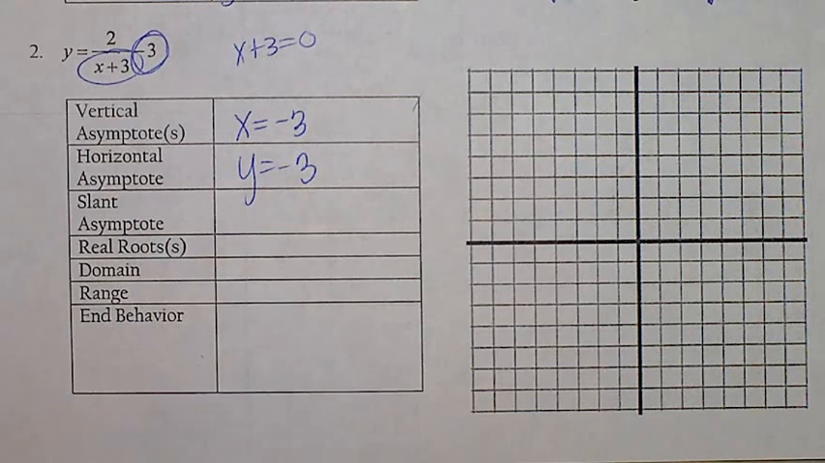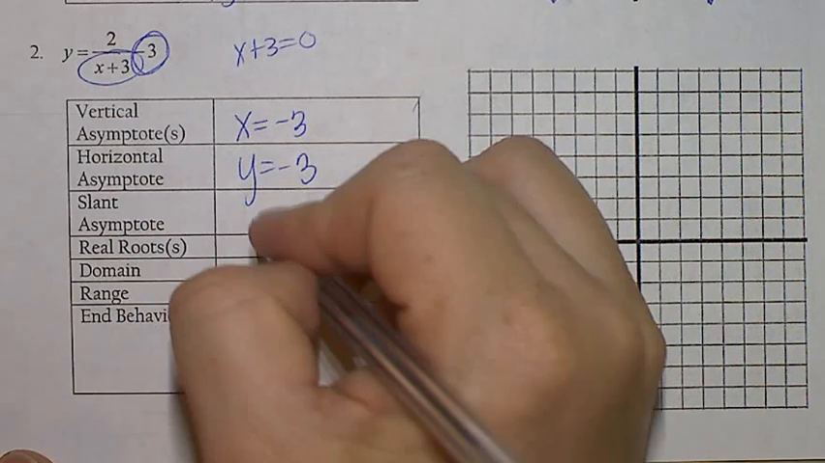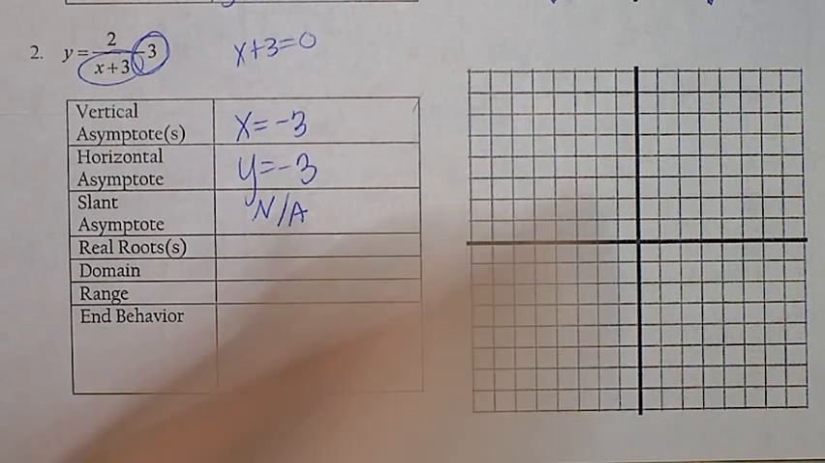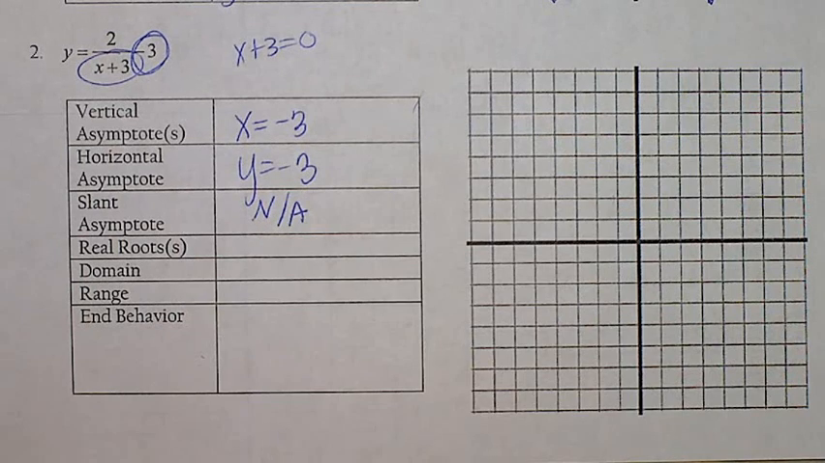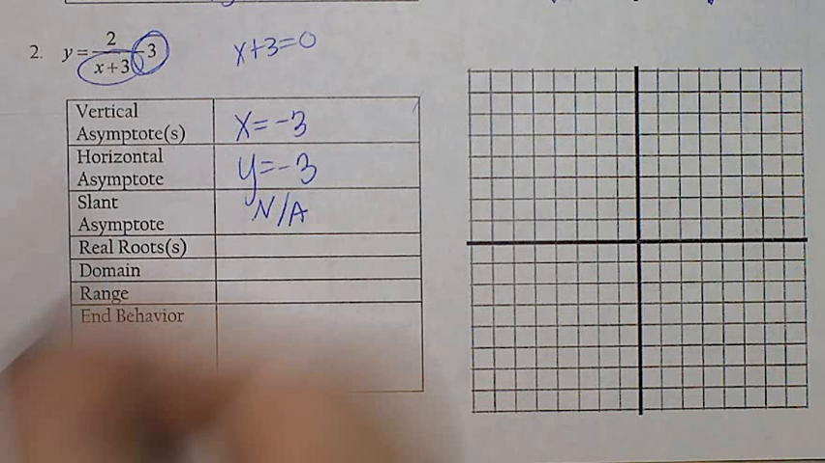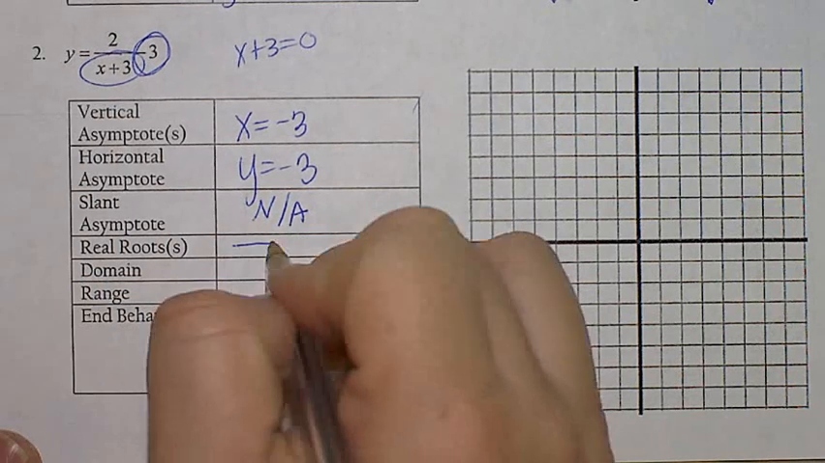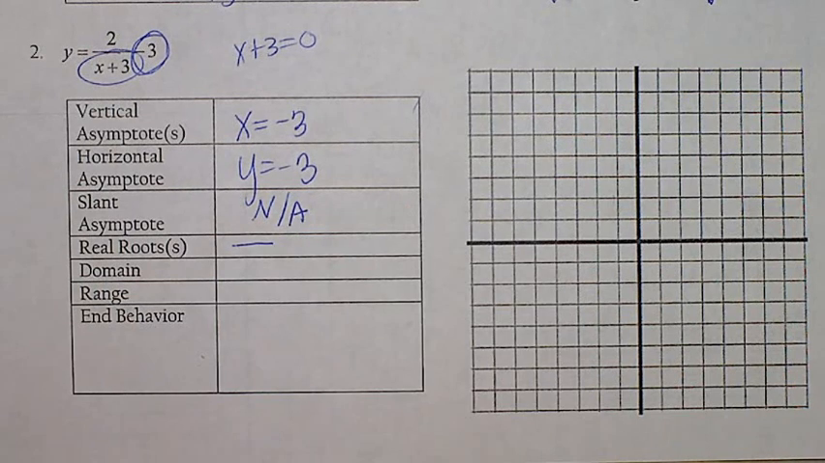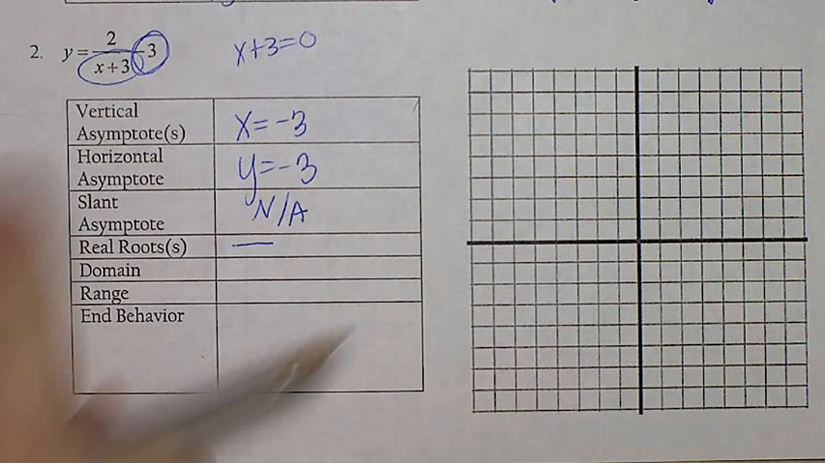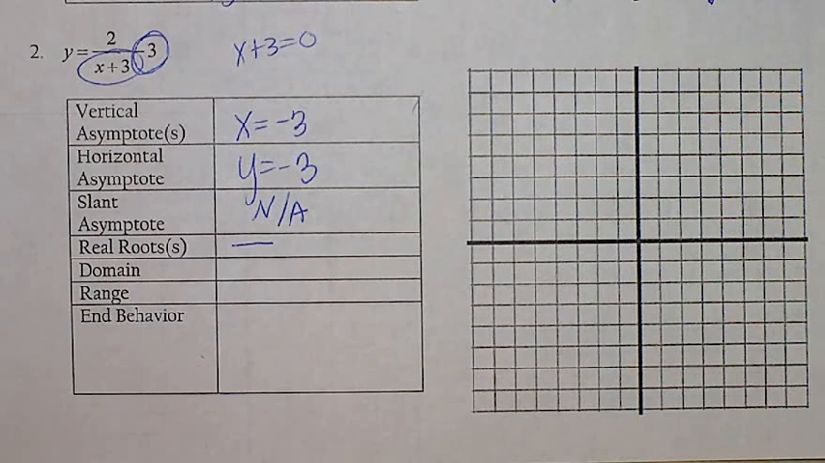Just a coincidence, they're the same numbers. We have no slant asymptote. We'll learn rules about slant asymptotes when we get to the next few problems. In this form, we cannot tell what the real roots are, so you can put a line through it. So in graphing form, you can't tell the real roots by just looking at the equation quickly. But in number 1, you can tell the real roots quickly in that general form.